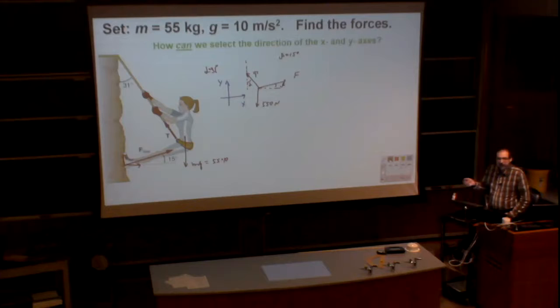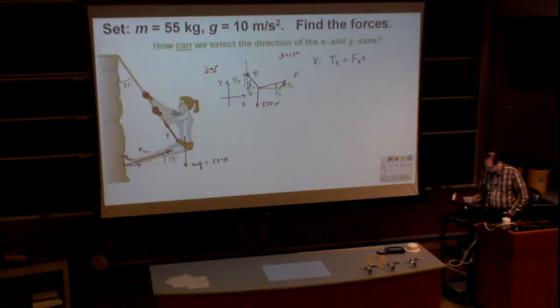But how we call them doesn't matter mathematically. Relative to the x-axis, what matters is angles. This will be Tx. And this will be Ty. This will be Fx. This will be Fy. And relative to the x-axis, well, okay, let's write it first explicitly. Tx plus Fx plus mgx has to be equal to 0.